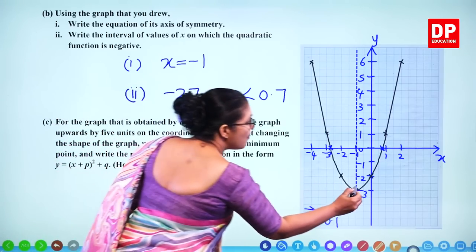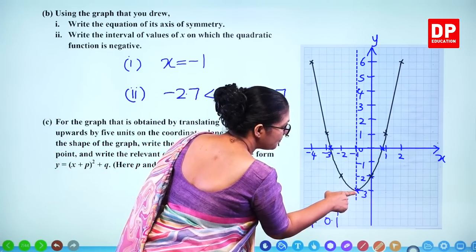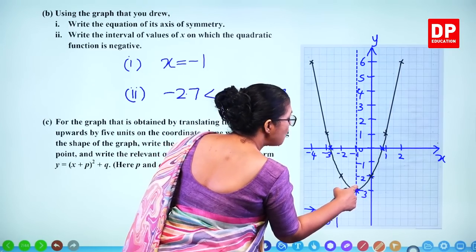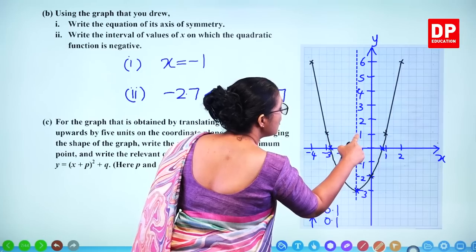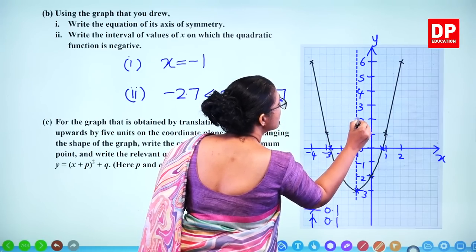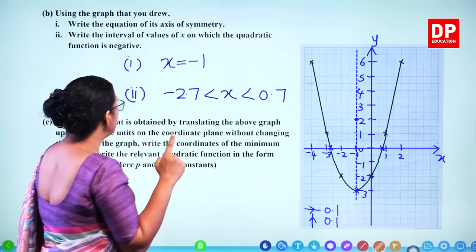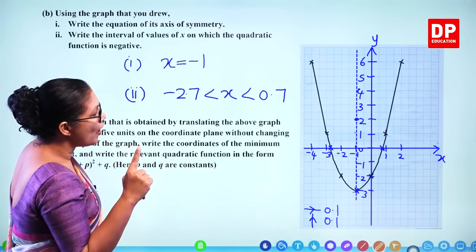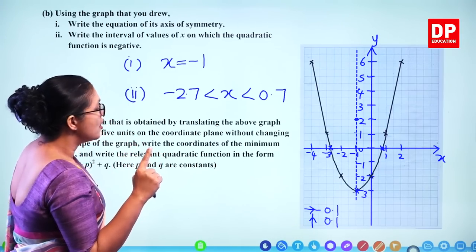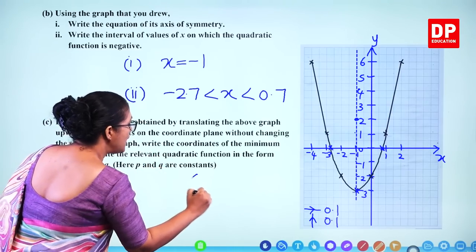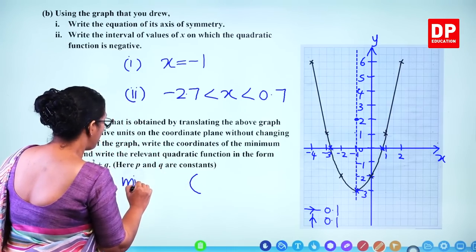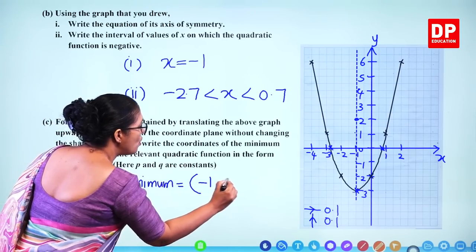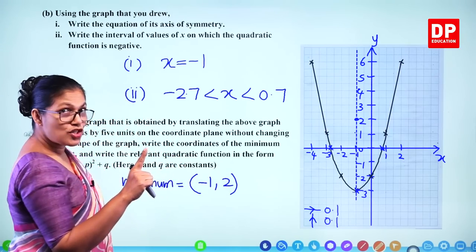So the point here is minus 1, minus 3. So when you move 5 units up, 1, 2, 3, 4, 5. So this becomes the new minimum value. So what's the point? Minus 1, 2. So the minimum is minus 1, 2.